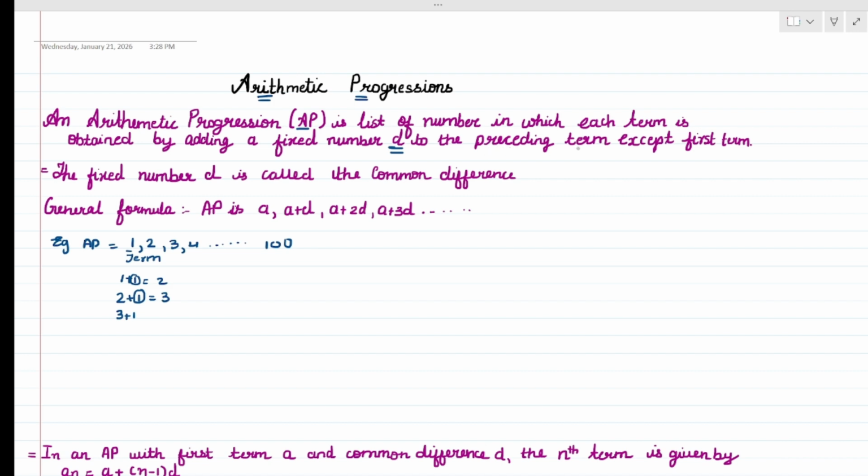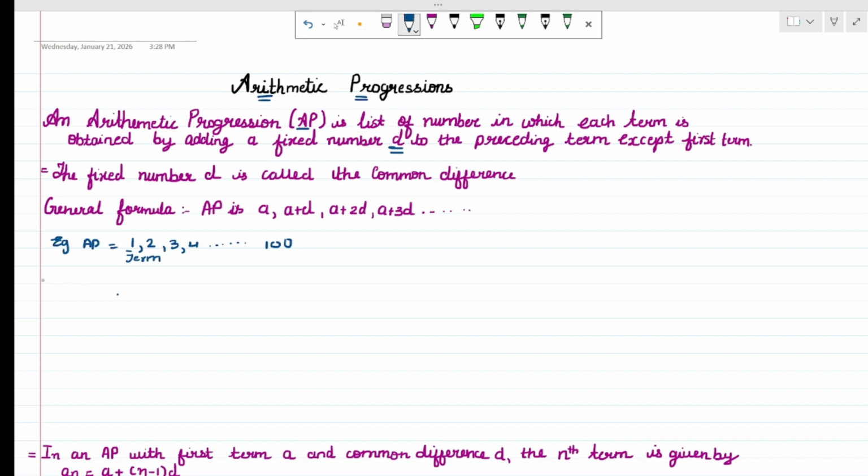So to the preceding number, except the first term, we add the fixed number D, which is called the common difference. This fixed number D is called your common difference. And to write the general formula of AP, you should know the following terms.